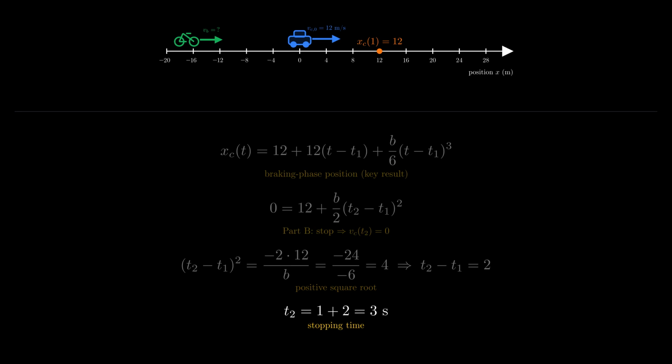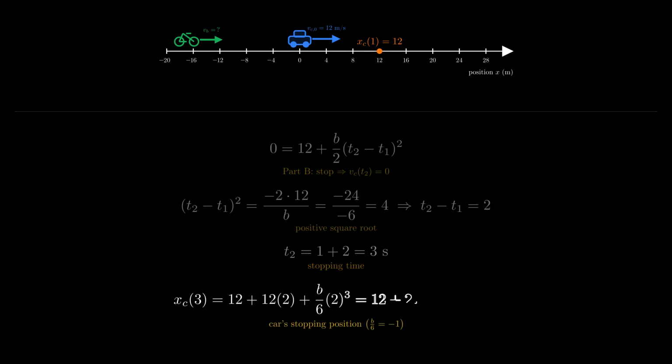Now the car's position at t2. Since t2 minus t1 equals 2, we substitute x sub c of 3 equals 12 plus 12 times 2 plus b over 6 times 2 cubed. Note that b over 6 is negative 1, so we get 12 plus 24 minus 8, giving 28 meters.